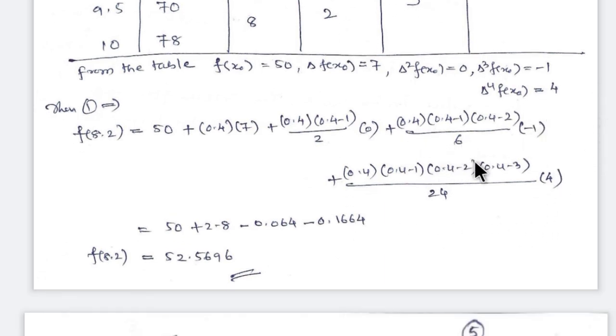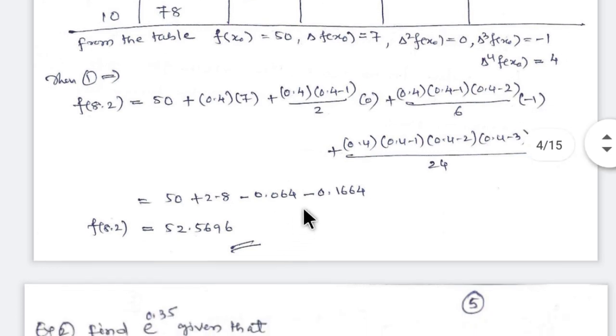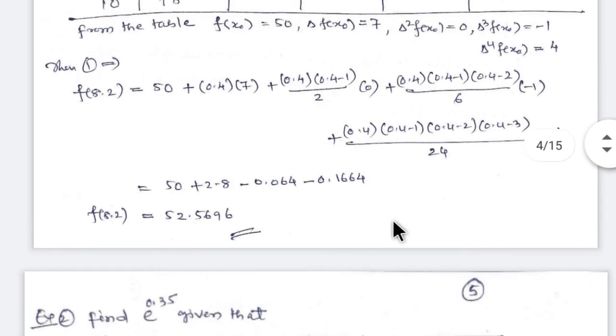So simplifying all using a calculator, you get 50 plus 2.8, the third value is minus 0.064, the fourth value is minus 0.1664. So finally, if you add all these, you get f of 8.2 equal to 52.5696. Okay, I will stop here.